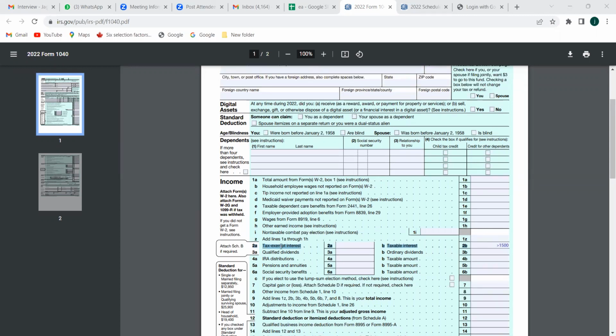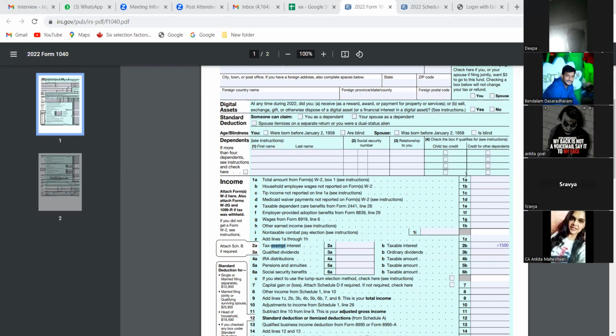So can anyone revise the interest concept? We had discussed the interest. So can anyone quickly revise so that we'll move on and finish the session. Deepa, Ankita, Anu, you can. Yeah, Anu, can you quickly revise the concept?